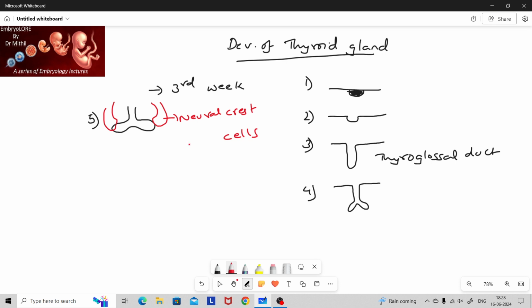And lastly, finally, the thyroglossal duct disappears. I will draw it with a dotted line, which means the thyroglossal duct is disappearing, and then the gland develops like this.